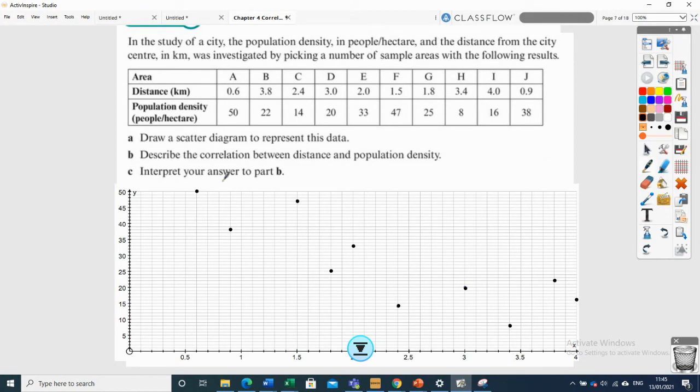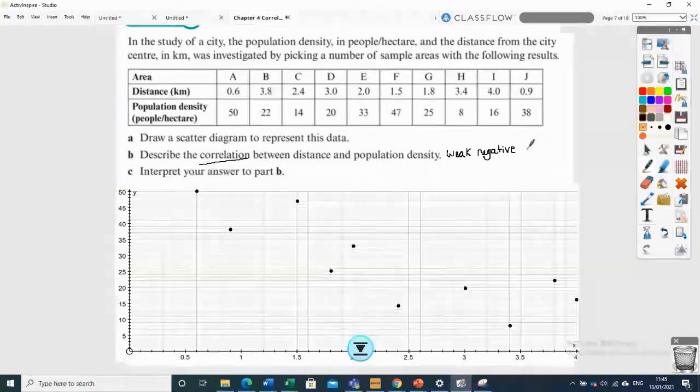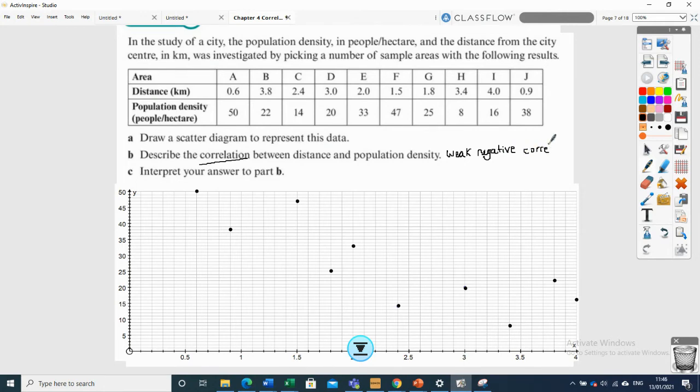Okay, so here is the final plotted data. I've plotted with dots here. It then says, describe the correlation between the distance and the population density. As you can see, the general trend is it's going from top left down to bottom right. So the correlation is going to be weak, because it's not particularly close to a straight line. It's going to be a weak negative correlation. So whenever it asks for correlation, those are the two things that you need to state: weak, negative correlation.